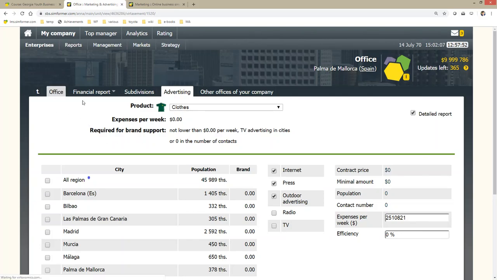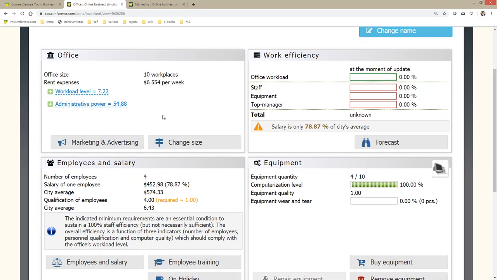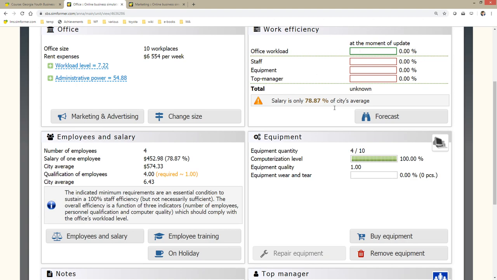But the office, if we go a little bit deeper, is also quite important, because the more people you have under your control, the bigger the workload. The negative efficiency of the office workload, and the efficiency of the office overall, will negatively impact all the subdivisions under its management. So you want to have the office at 100% work efficiency. Trust me, the office workload shouldn't exceed 100%.